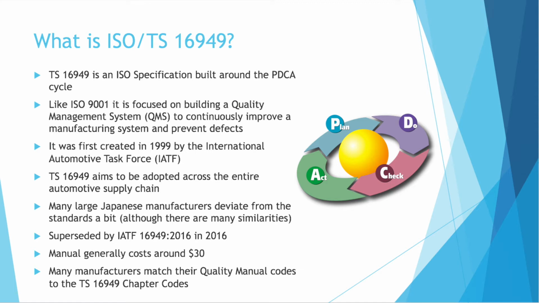Many manufacturers match their quality manual codes to the TS 16949 chapter codes. This just makes things really easy in practice. So when an auditor comes and says, I'd like to talk about product realization, you can flip open your quality manual and say, okay, that's going to be chapter 7. Just like it's chapter 7 in the standards, it's chapter 7 in our quality manual.